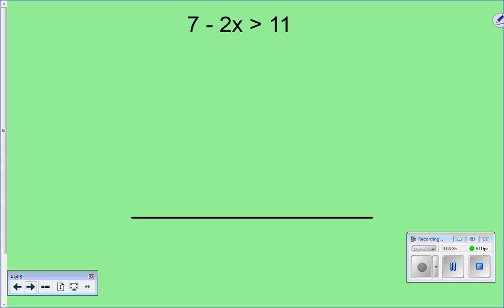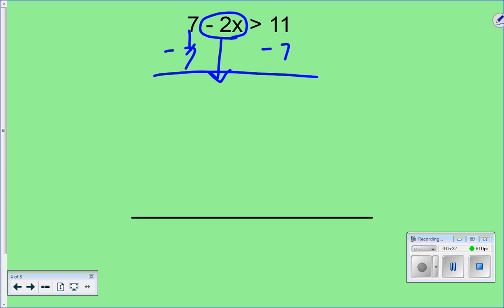Okay, so let's try this one. Notice this one. I have 7 minus 2x is greater than 11. See what you can do. It's a bit trickier. Yeah, you would, because you can't forget that. You can't just leave that subtraction sign out. So what'll happen is you subtract 7 from both sides. Okay, that's easy. Minus 7. So then, guess what I have left here? Yeah, so that whole thing has to come down.